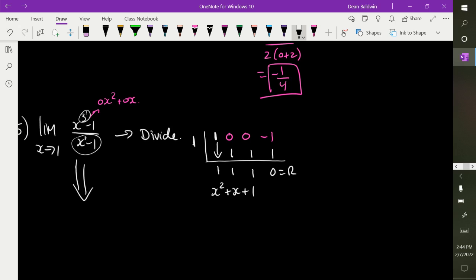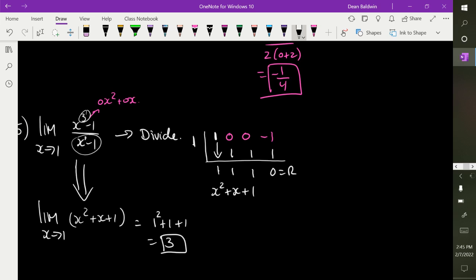So what we can say is this equals the limit as x goes to 1 of x squared plus x plus 1. That is a continuous function. We have removed the discontinuity. So I can now plug in 1, and I get 1 squared plus 1 plus 1, which is 3. And that is the limit. So that's a technique to use if you have something that you can't factor, and you have a linear denominator. You could use long division of polynomials. That would work as well.